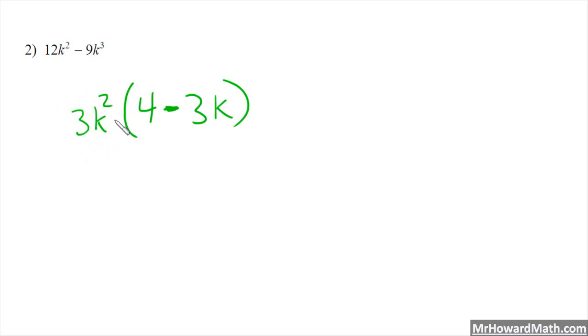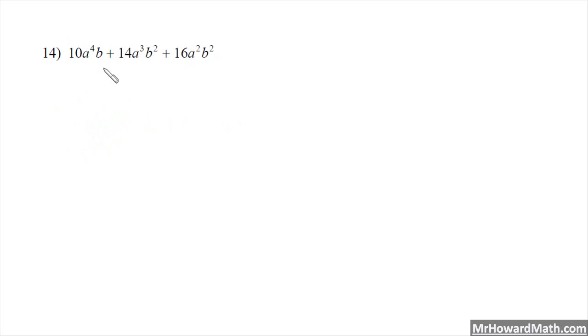Let's look at one more example. All right, 14. This would be our third example. So again, we look at all of the coefficients and constant terms. We don't have a constant term here. We just have coefficients of 10, 14, and 16. So the largest number that I can divide out of all of those is a 2. So that's going to be part of my greatest common factor.